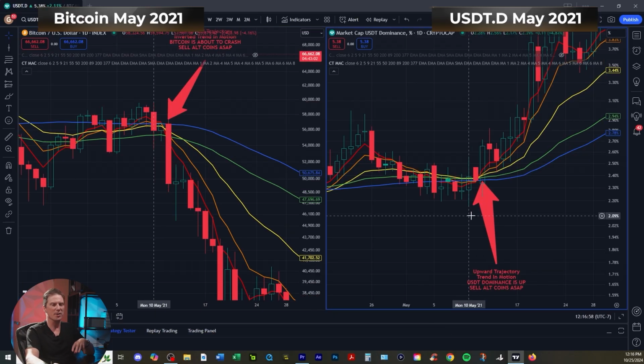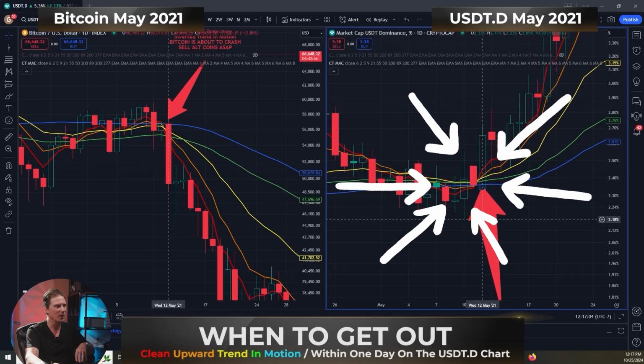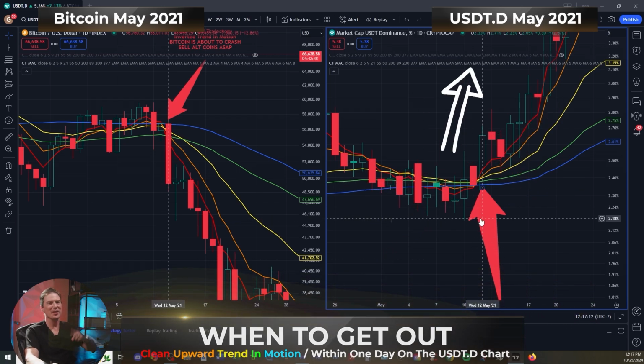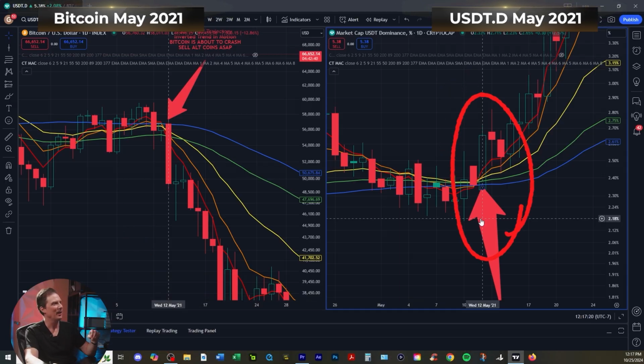Well, let's go ahead and focus on the activity of the Tether Dominance chart on May 12th, 2021. And what do we see, you guys? Look at that. On the 1 day, we have a perfect trend in motion, right? If Tether goes up, Bitcoin goes down, right? You got your red, orange, yellow, green, blue perfectly aligned on May 12th.